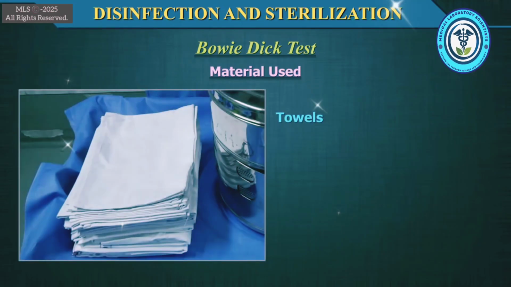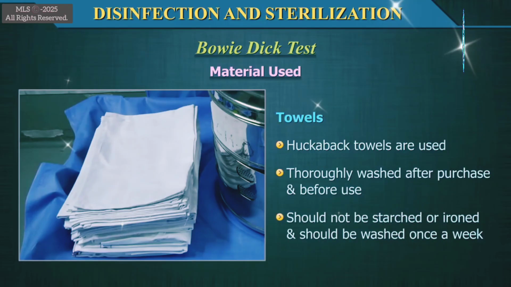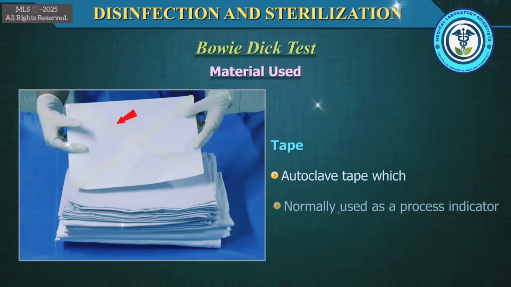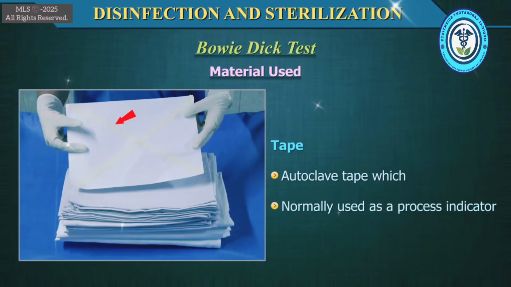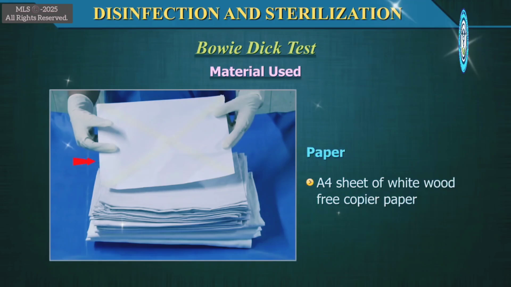Towels. Ideally, huckaback towels are used. They are thoroughly washed after purchase and before use. The towels should not be starched or ironed and should be washed once a week. The tape recommended is autoclave tape, which is normally used as a process indicator. The paper should be an A4 sheet of white wood-free copier paper.